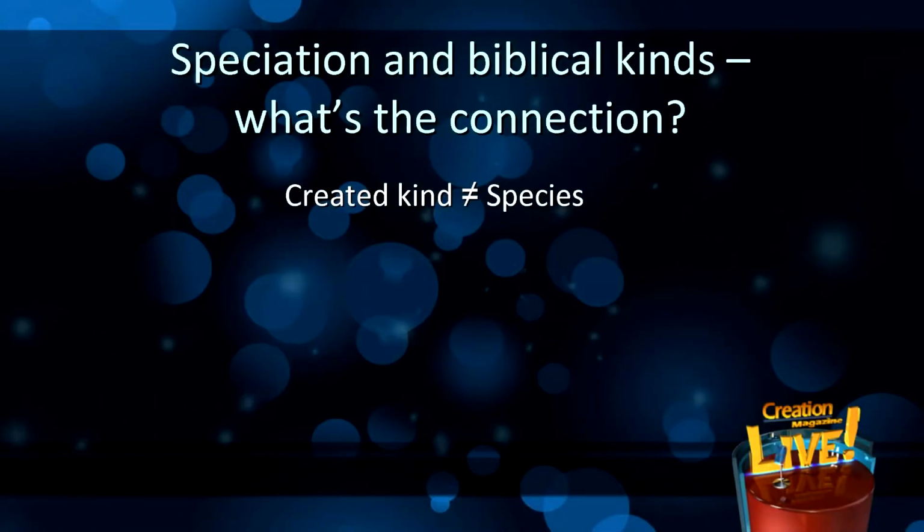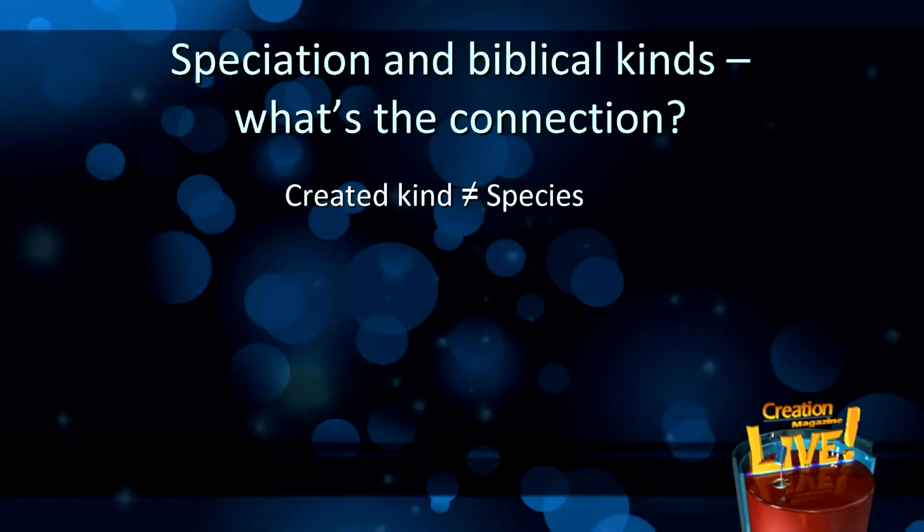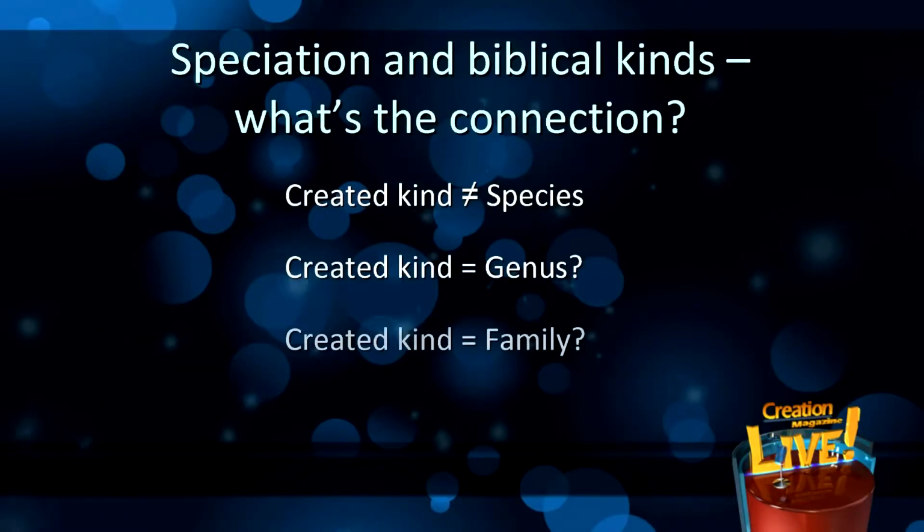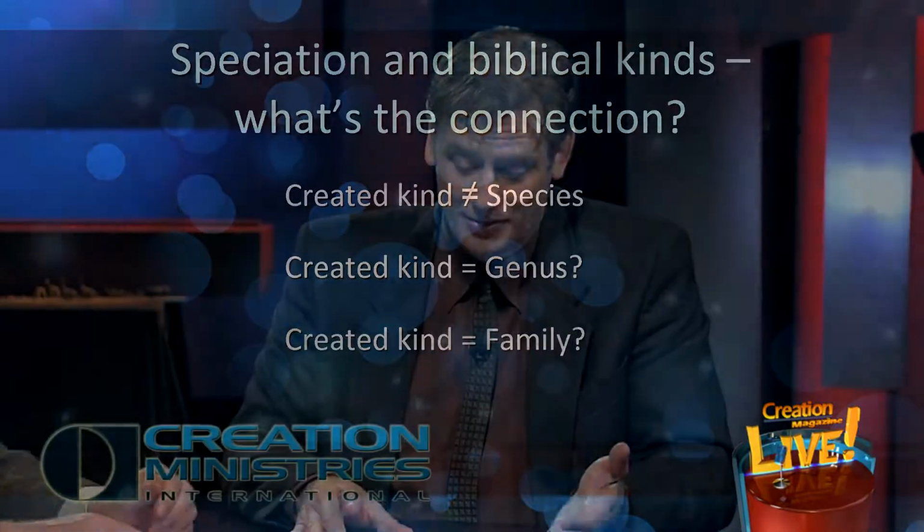So today, the biblical kind is not the same as species, since speciation has happened. So you can't equivocate those two terms. Created kind is not the same as species. Right. So that leads to the question often posed to creationists, if the created kind is not equivalent to today's species, then what is it equivalent to? Is it the genus? Is it family? In reality, it's not quite as simple as relating it to today's classification system. No, there isn't a one-to-one comparison really for every group of living things.